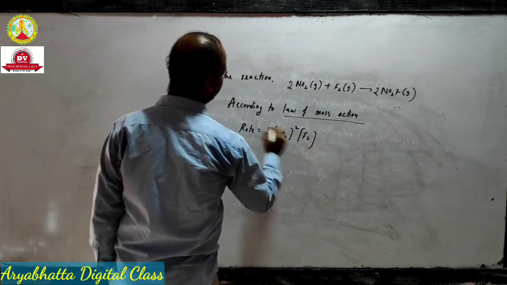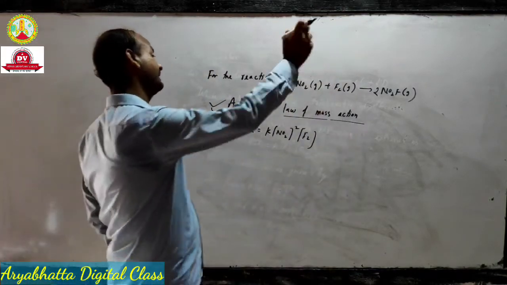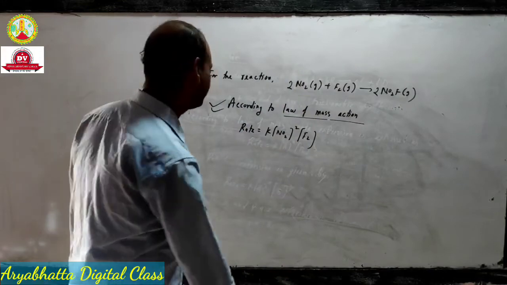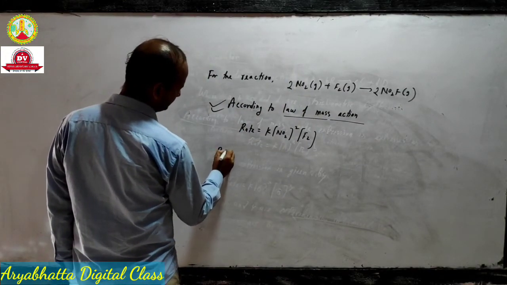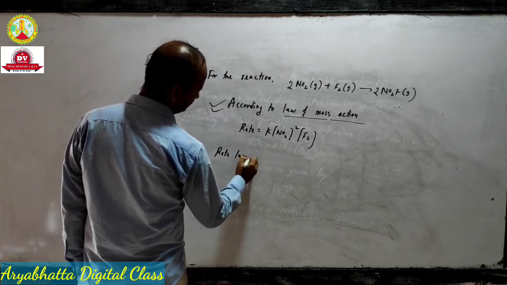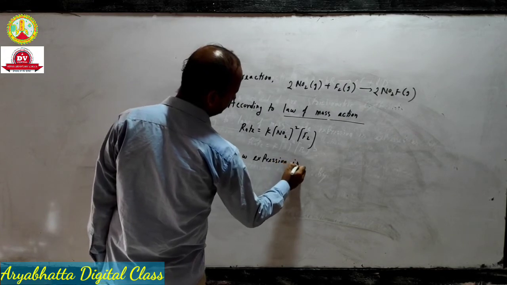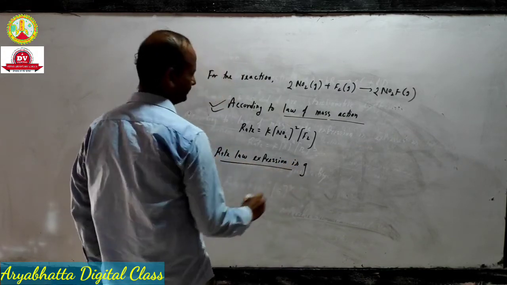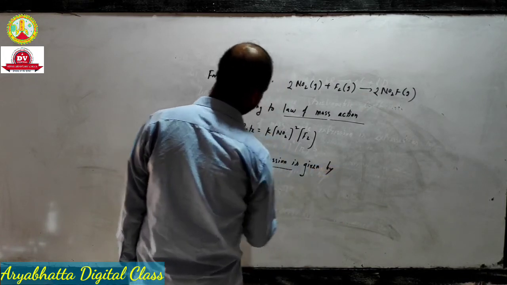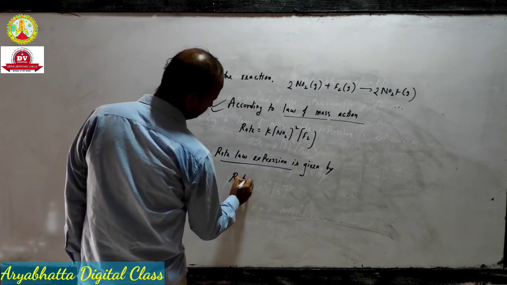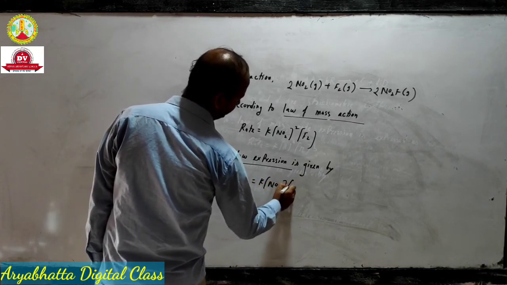That was written according to law of mass action. But what will its rate law expression be? The rate law expression is given by rate equal to k [NO2] [F2].